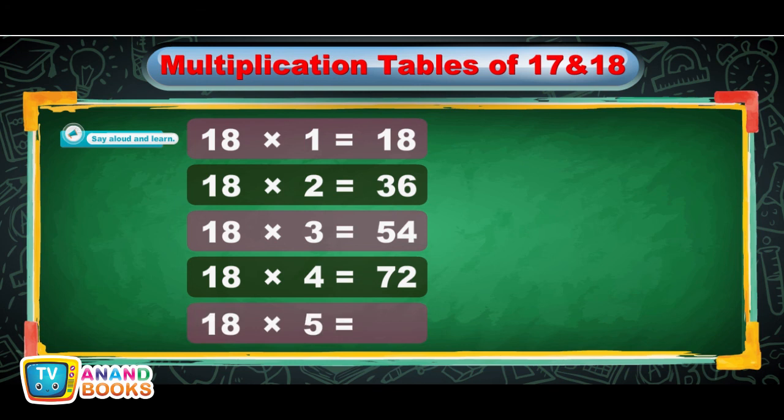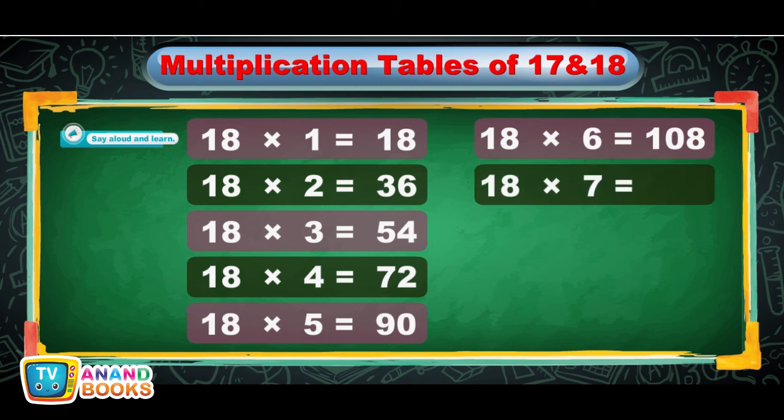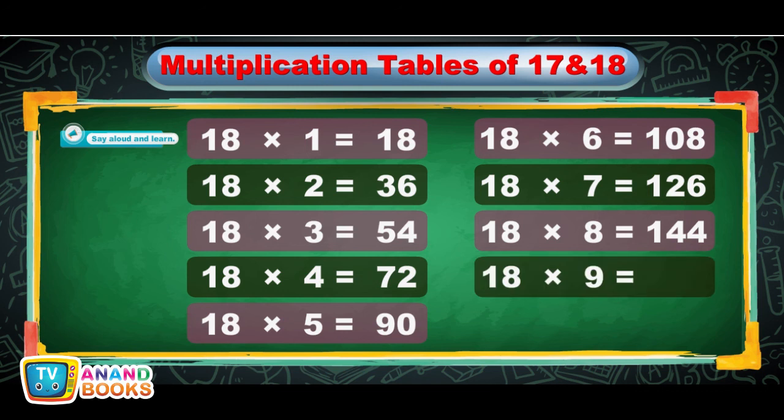18 fives are 90. 18 sixes are 108. 18 sevens are 126. 18 eights are 144. 18 nines are 162. 18 tens are 180.